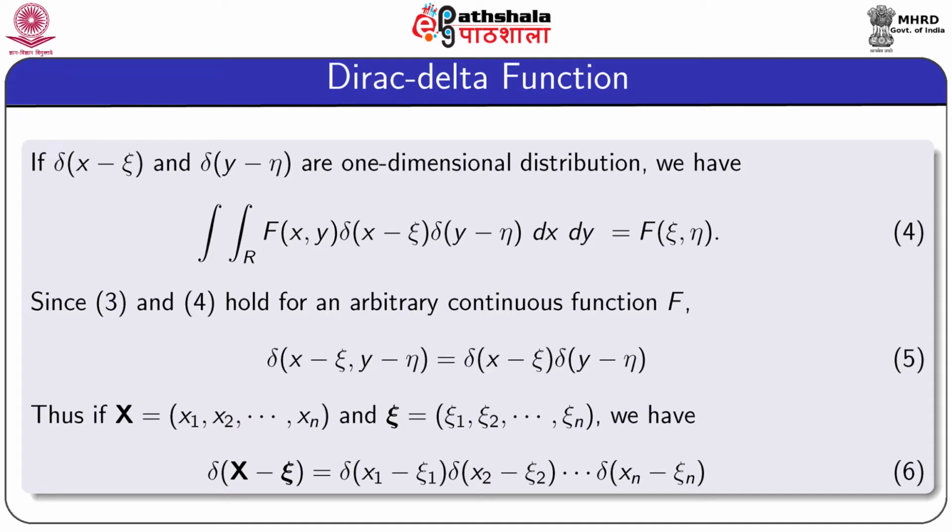Now, this result can be generalized. If x is an n-dimensional vector (x1, x2, ..., xn) and xi is an n-dimensional vector (xi1, xi2, ..., xin), then we can prove that delta(x vector minus xi vector) is equal to delta(x1 minus xi1) times delta(x2 minus xi2) times ... times delta(xn minus xin).